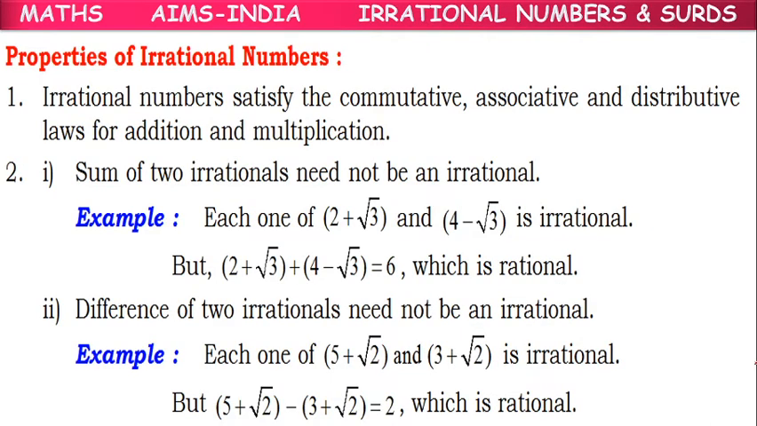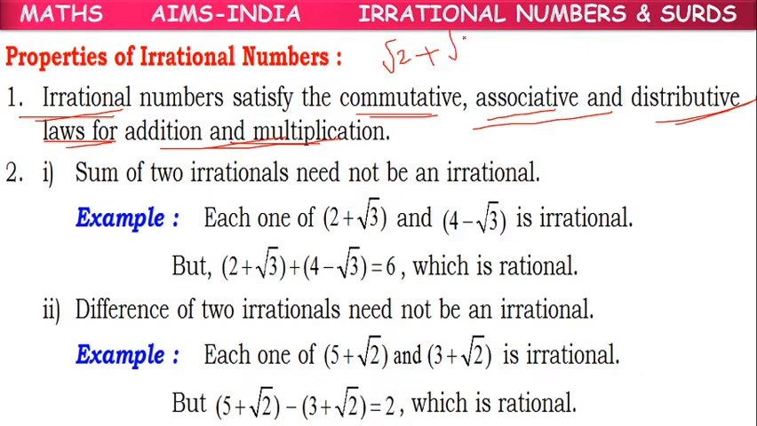Next, some other properties of irrational numbers. Irrational numbers satisfy commutative, associative, distributive laws of addition and multiplication. So what does commutative mean?